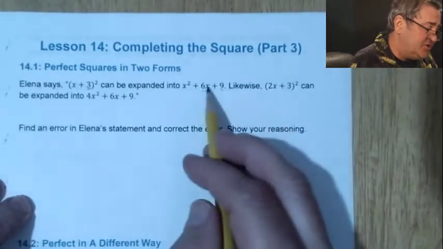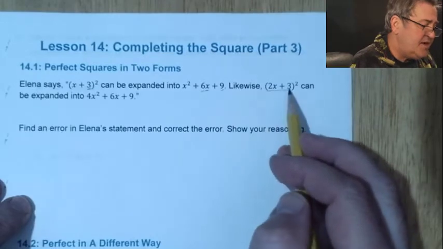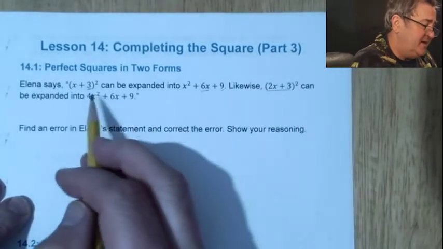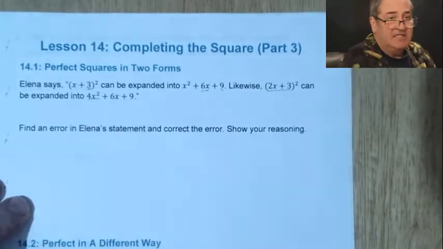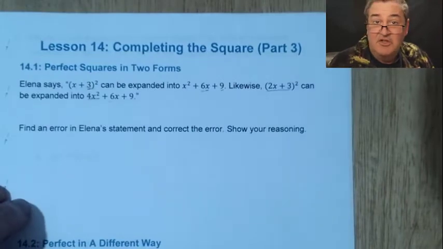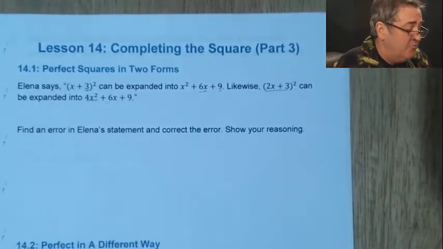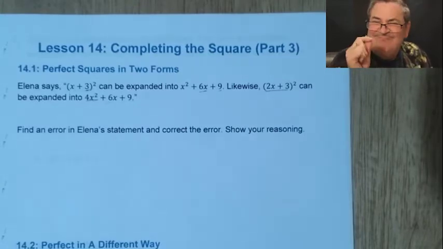So she says, since that's true, 2x plus 3 squared can be expanded into 4x squared plus 6x plus 9. So since she's got 2x times 2x would be 4x squared, she says that's how that would work. She's close, but she's missing a step in there.